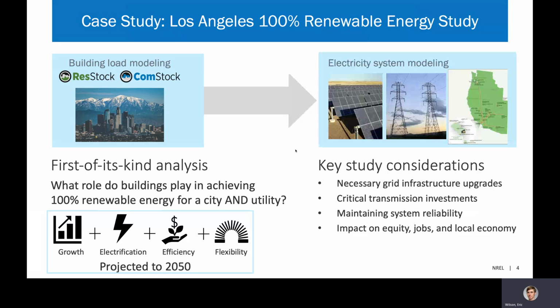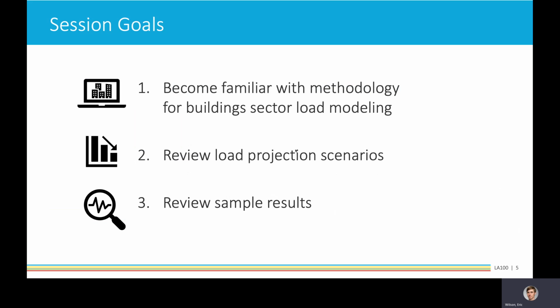And then the results from the building sector modeling were passed to other models used for the study to understand what the impact of these different scenarios would have on necessary grid infrastructure upgrades, new generation capacity, etc. So the goals for today are, one, to become familiar with the methodology that we use for building sector load modeling, two, review load projection scenarios, and then three, review some sample results.